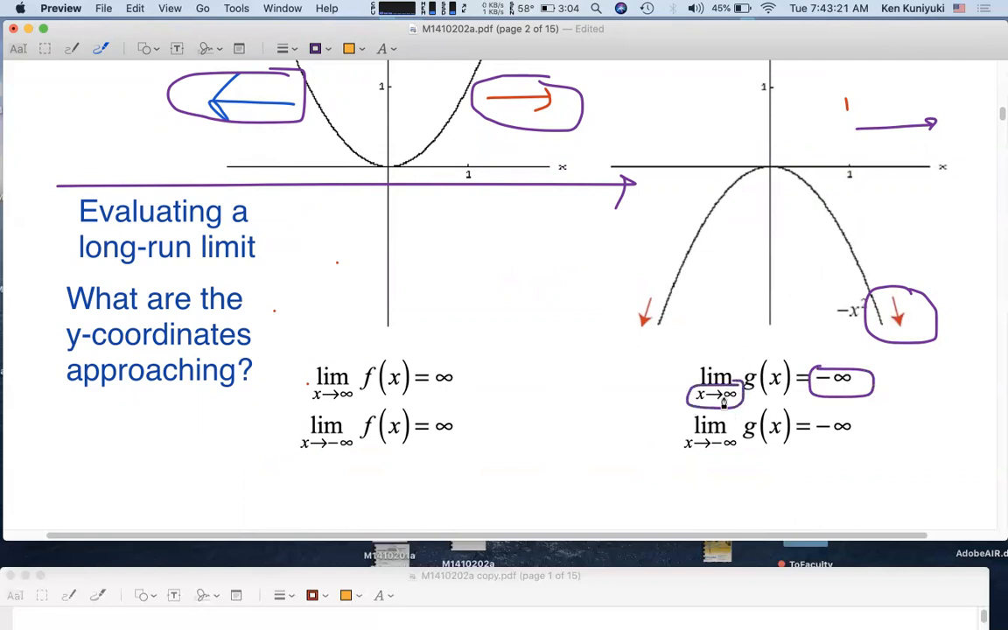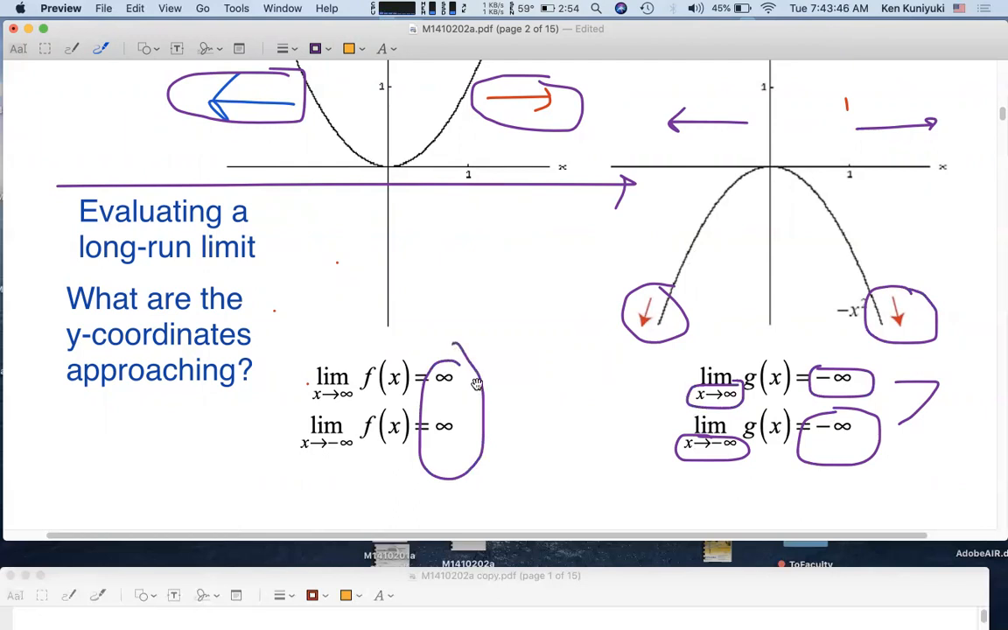As x approaches infinity, the y coordinates, the g of x values, approach negative infinity. Likewise, as x approaches negative infinity, as we look off towards the left forever and ever, the y coordinates, the function values, are also approaching negative infinity. So again, these two match up. Bowls have that property where the two long-run limits will be the same. They'll either be both positive infinity or both negative infinity.